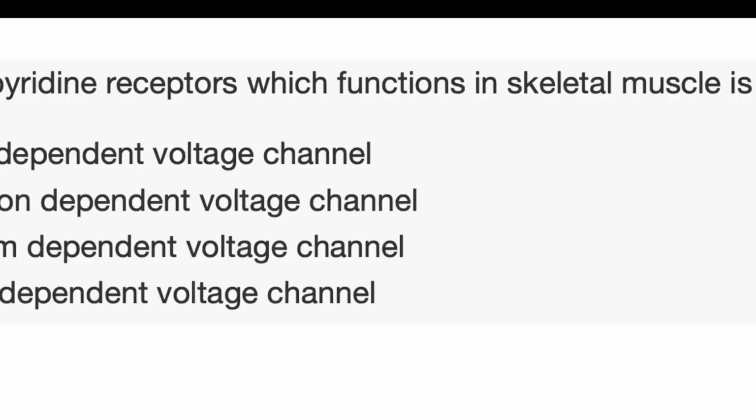Question number 13. The dihydropyridine receptor, the DHP receptors, DHPR, which function in skeletal muscle is a dash. Option A, calcium dependent voltage channel. Option B, sodium ion dependent voltage channel. Option C, potassium dependent voltage channel. Option D, chlorine dependent voltage channel. Which kind of channel is the dihydropyridine receptor which is functioning in a skeletal muscle?